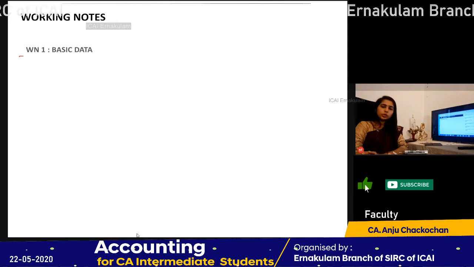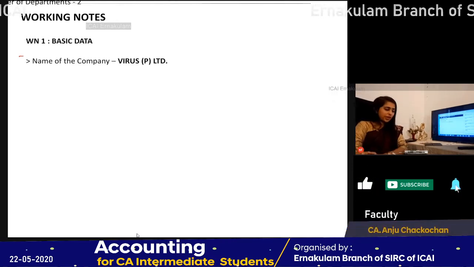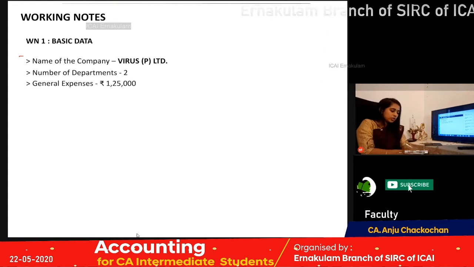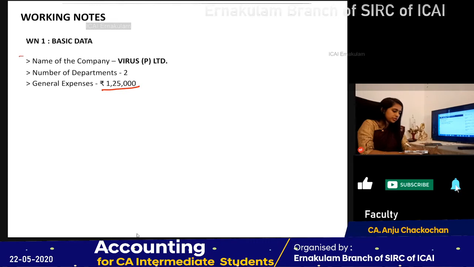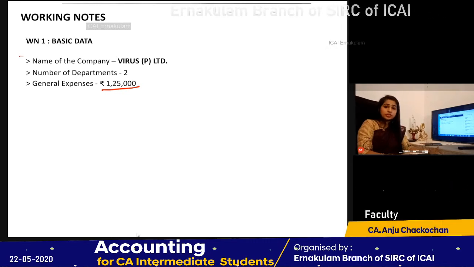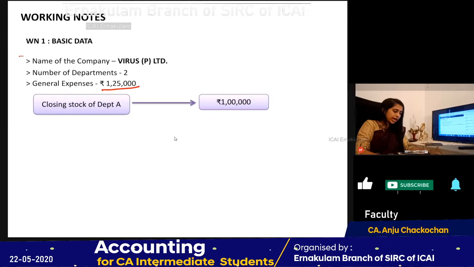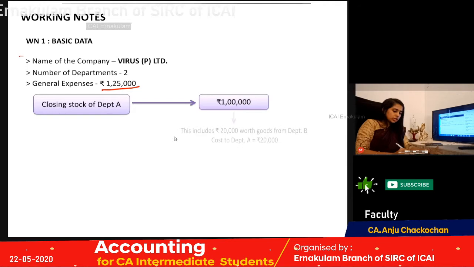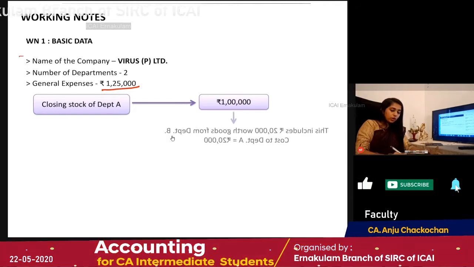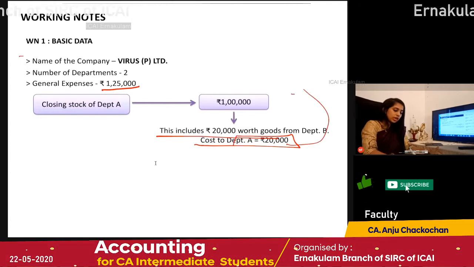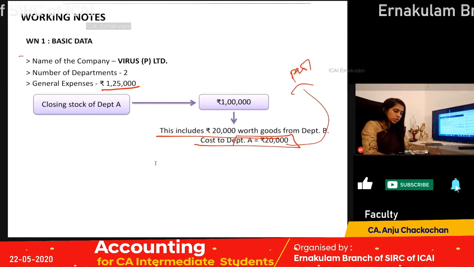We have the first working note as basic data. The name of the company is Virus Private Limited, and we have two departments in picture. The total general expense is 1,25,000, and the closing stock of Department A is 1 lakh, which was already stated. We already discussed this point. Closing stock of Department A is 1 lakh, and it includes goods worth 20,000, and the cost to Department A is 20,000, thereby meaning this 20,000 includes profit.